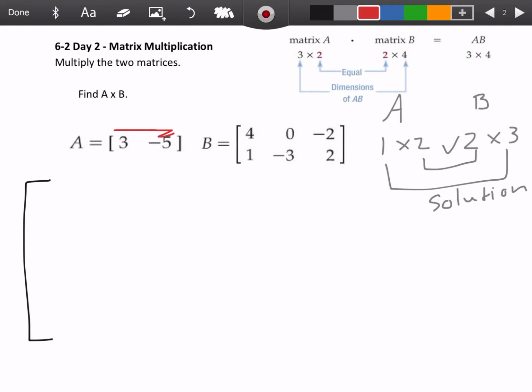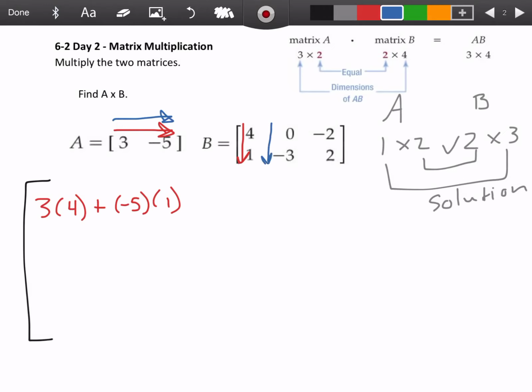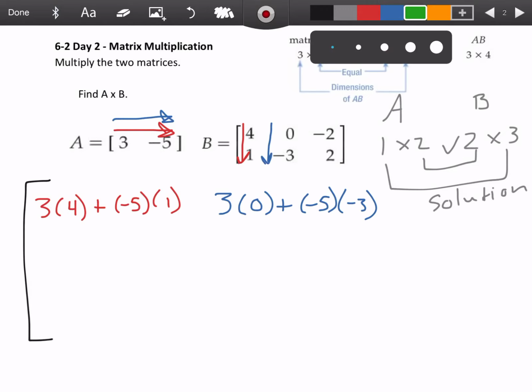And so here we're going to go across the row, and then we're going to go down this first column. So it's going to go 3 times 4 plus -5 times 1. And the next, we're going to go across here, and then we're going to go down the next column. So here, this would be 3 times 0 plus -5 times -3.